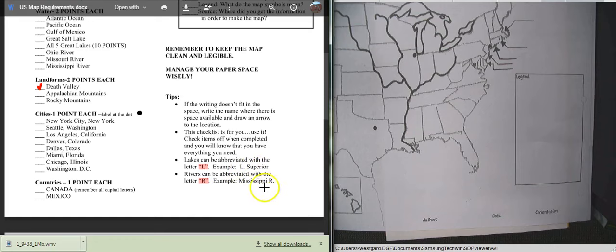Again, if you have any questions, please ask Mrs. Westgard. Again, this is how you will do the U.S. map for geography class. It's a physical political map.